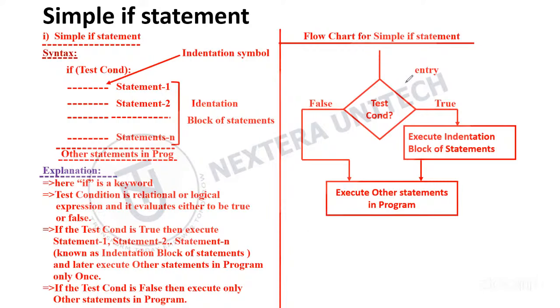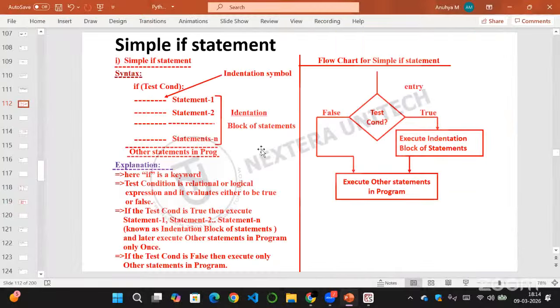Before that, this is the flow chart of the simple if statement. Firstly, it will enter the if statement and check the test condition. If your test condition is true, then it will execute the indented block of statements, that are statement 1 to statement n. And if it is false, it will just execute the other statements in the program. So outside of this block of code, whatever other statements are there, they will be executed. Now let's look at the coding part of the simple if statement.